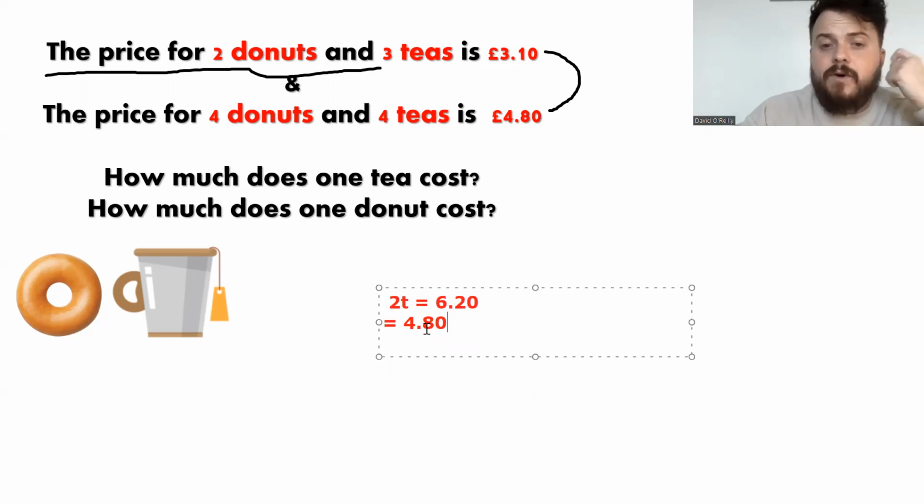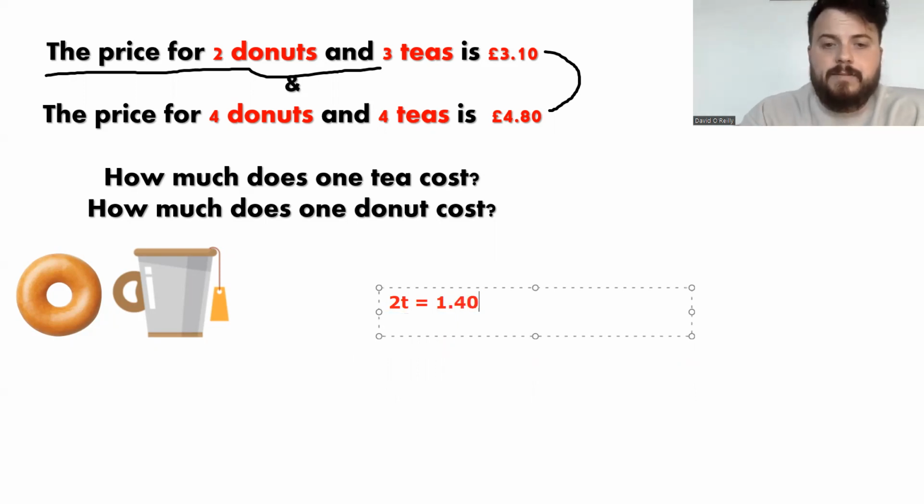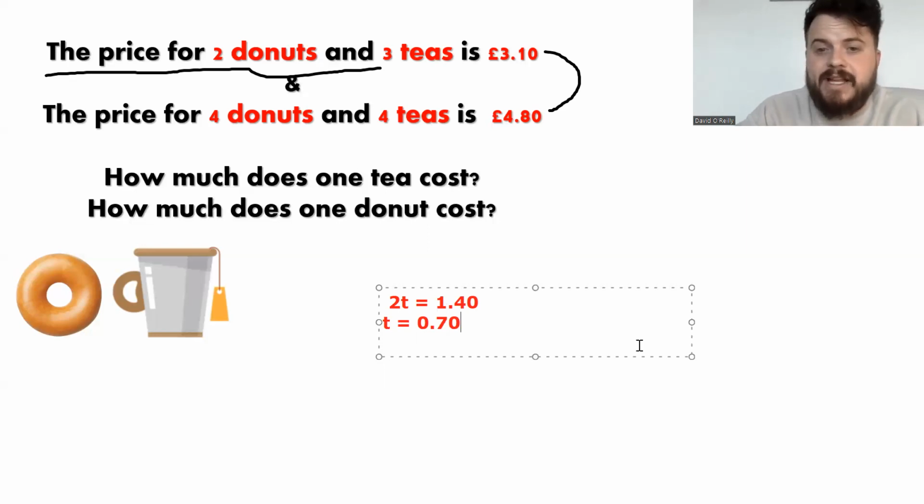And finally, what is 480 subtracted from 620? In other words, what is £6.20 minus £4.80? £6.20 minus £4.80 gives us £1.40. And look what I'm left with. I'm left with 2t's equals 140. So if 2t's equals £1.40, 1t must be 70 pence. And that's it. I now have the answer to one of the questions.